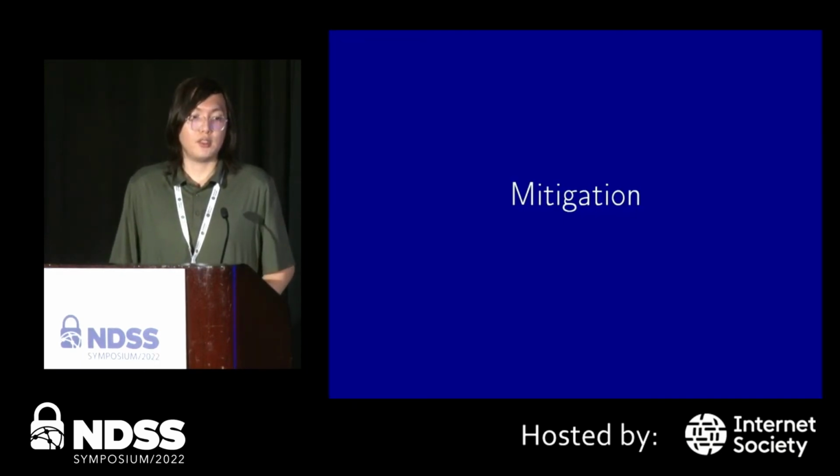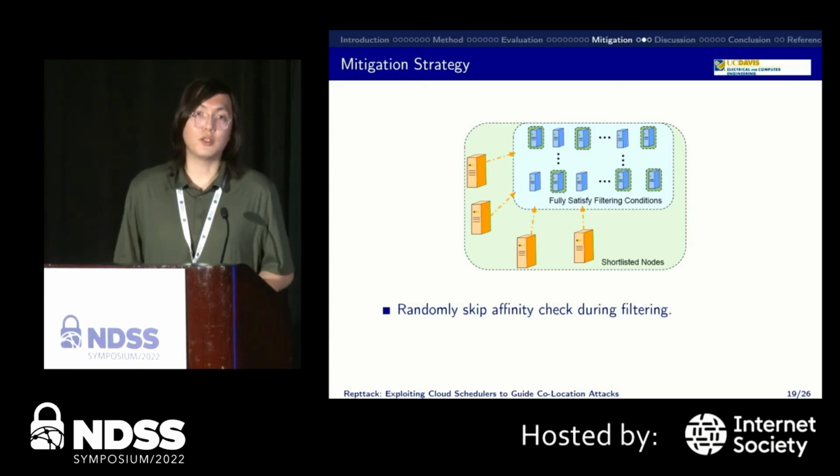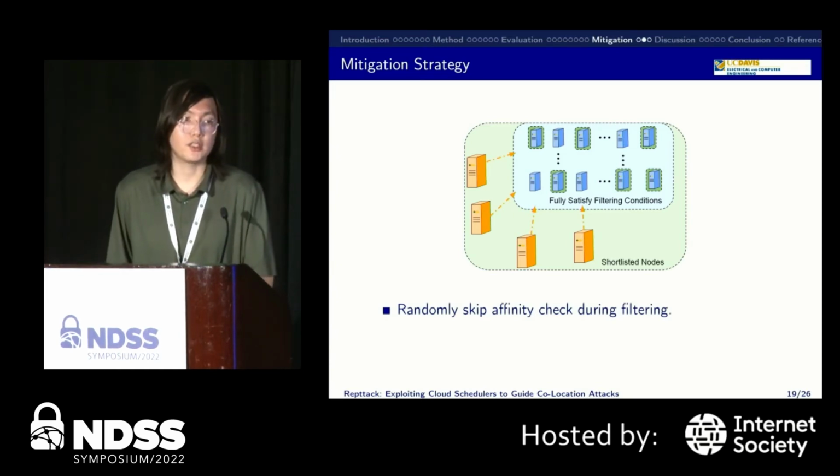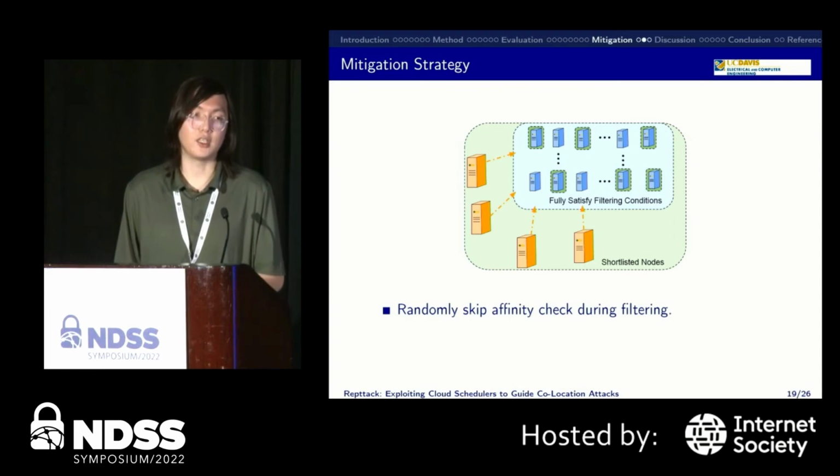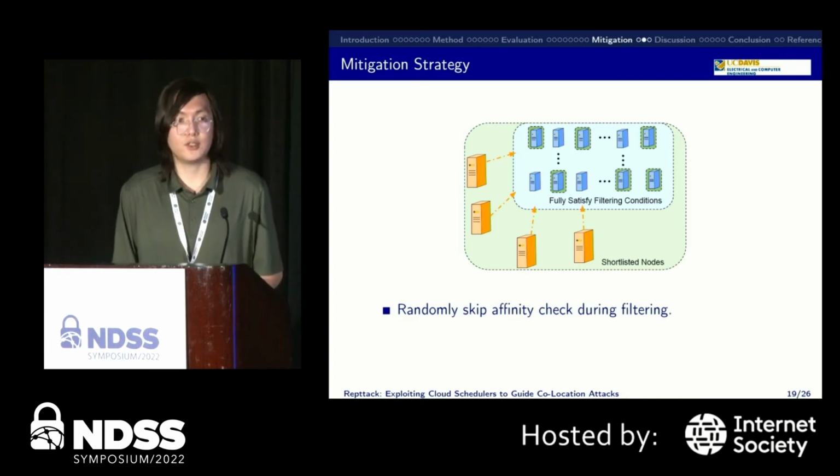So now comes the mitigation part. We want to patch the scheduler so that we can decrease the chance of attackers getting collocated with victims. Our proposed mitigation strategy is to introduce randomness. We randomly skip affinity checks during the filtering step. This strategy is quite intuitive.